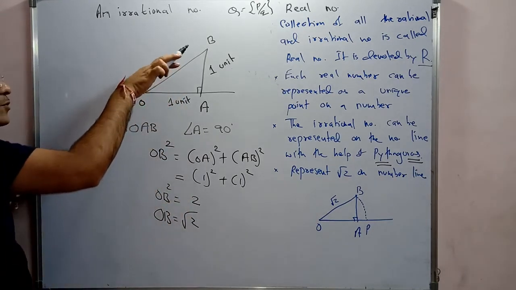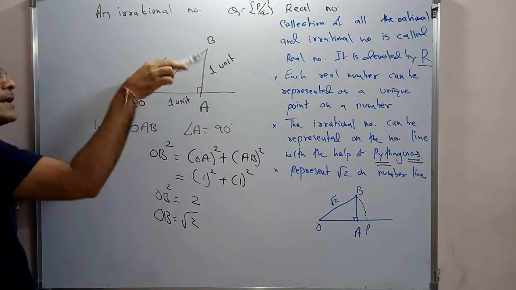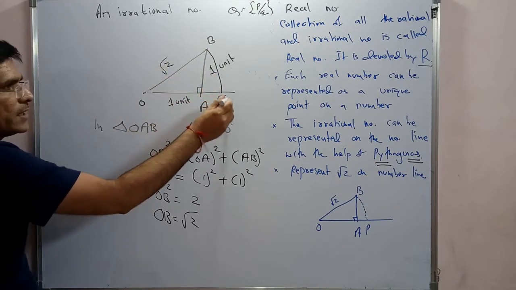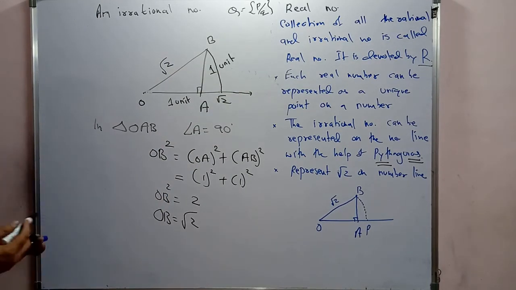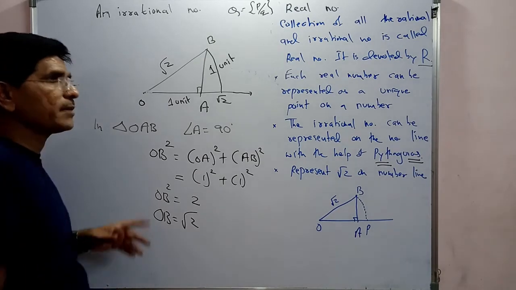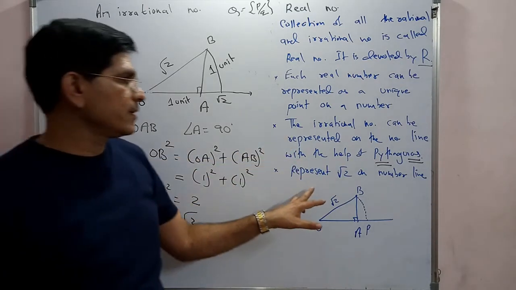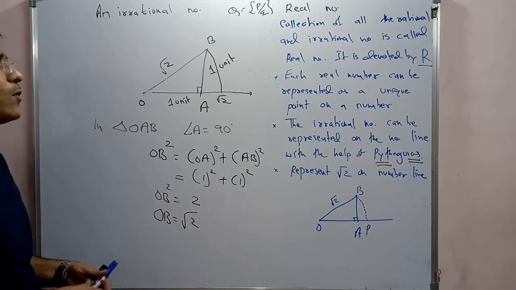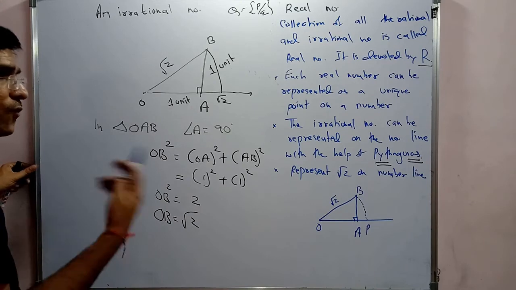Now what we have to do? You will see that we can represent it on a number line. So here the value of root 2 is there. So we can represent root 2 on number line by applying Pythagoras. So we have to remember the Pythagoras, and by using Pythagoras theorem we can represent irrational number on number line. So root 2, we can also do root 3, root 4. Root 4 it means 2.